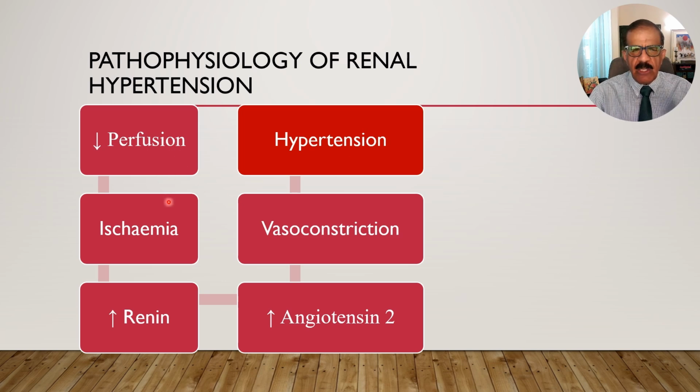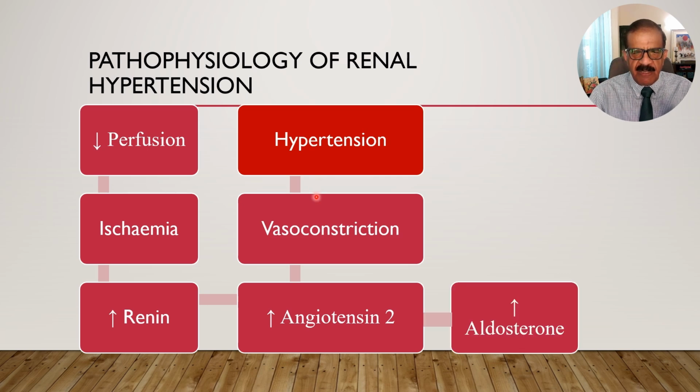Reduced perfusion leading to ischemia, leading to increased production of renin, and renin converting angiotensinogen into angiotensin 1, and then angiotensin converting enzyme converting angiotensin 1 into angiotensin 2, angiotensin 2 causing vasoconstriction and hypertension. But there is another thing which is occurring.